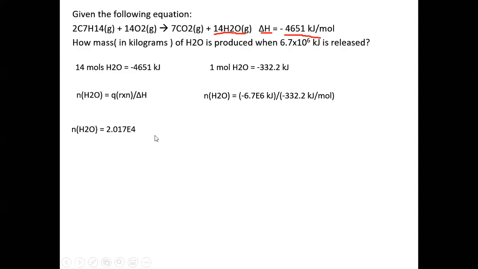We find the moles of H2O. Now we can multiply by the molar mass. We get the grams. We divide by 1,000 to get kilograms. So it's about 36.3 kilograms of steam is produced when we release 6.7 times 10 to the 6 kilojoules for this reaction.